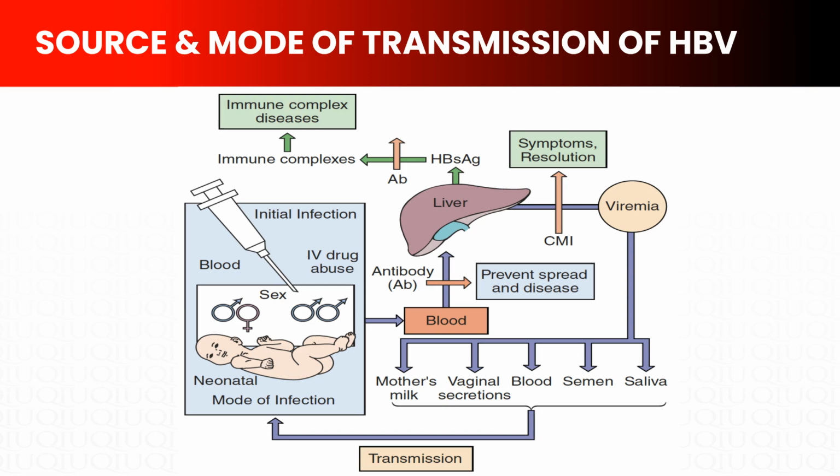Sexual transmission is another major route. HBV is present in semen and vaginal secretions. Perinatal transmission occurs from infected mothers to babies during childbirth. This is particularly important because babies infected at birth have a 90% chance of developing chronic infection. Unlike hepatitis A, casual contact doesn't spread HBV. You need direct contact with infected blood or body fluids.